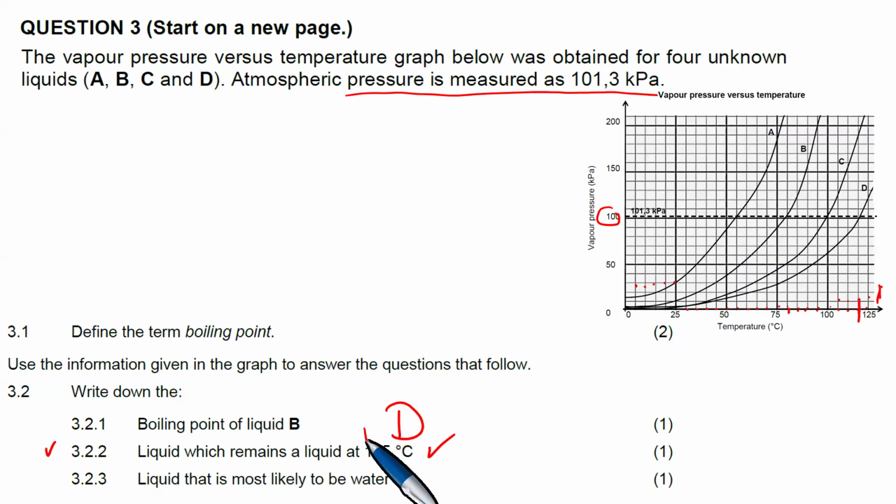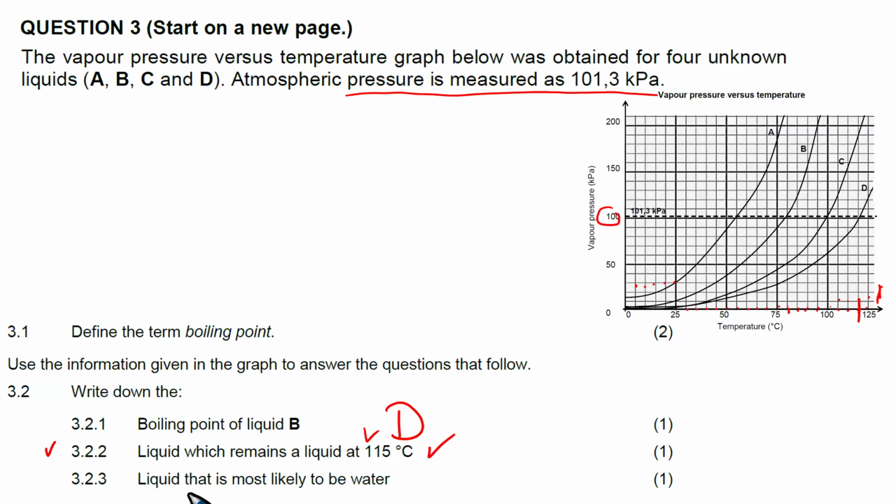So it is necessarily that liquid there. It is liquid D. So if you look at 3.2.3, a liquid which is most likely to be water.